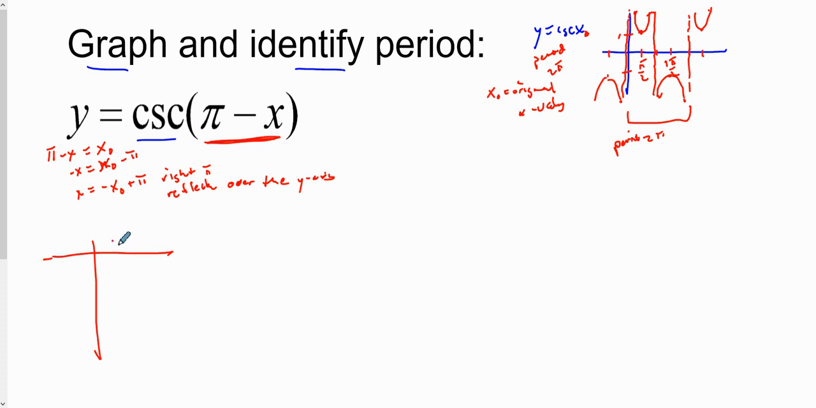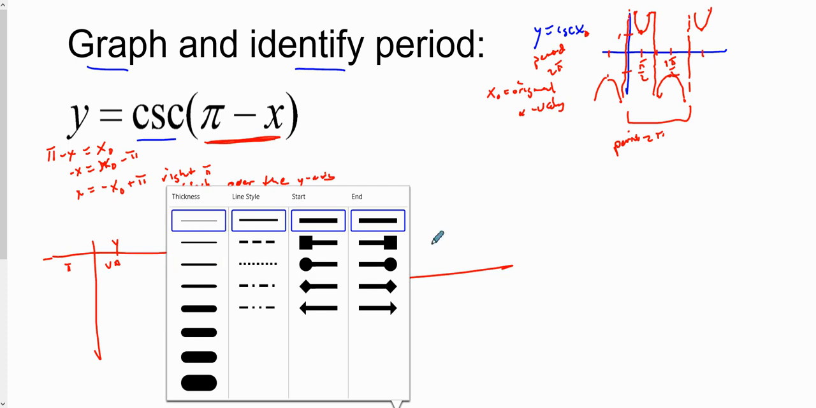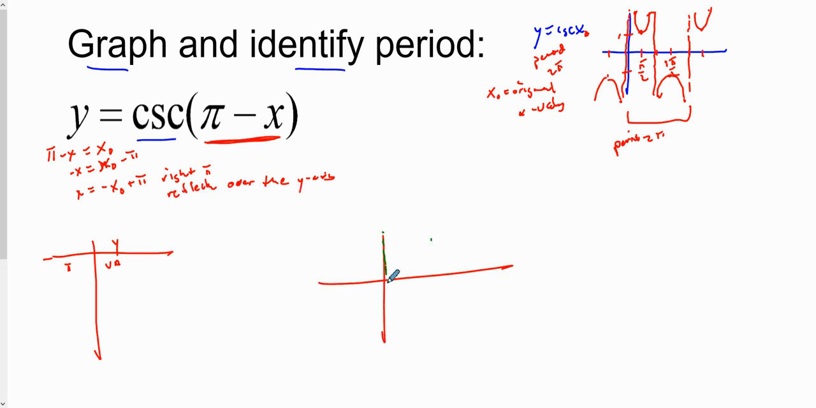So all my y values are going to stay the same. If I start here at 0, which is where I would normally start for my original, let's see what happens there. I put in 0 here, I get pi. So I just shift it over pi units, and then I'm going to have a vertical asymptote. I'm going to just draw that in right away. It's going to be a new graph. I'm going to make it green. And right here, I'm going to have a vertical asymptote right there.